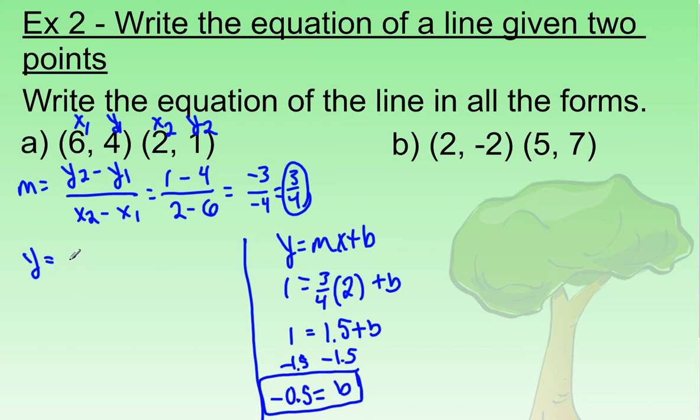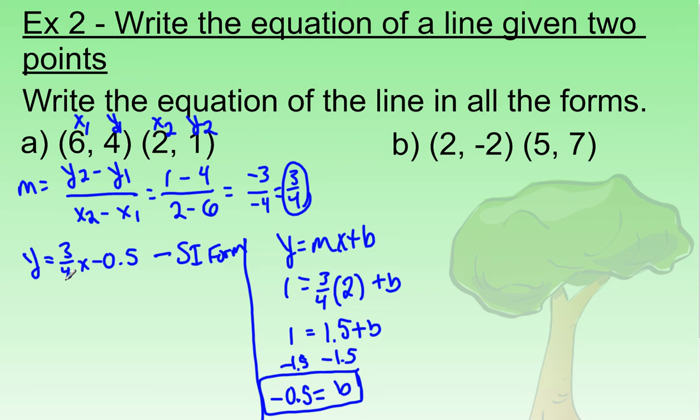y equals slope x, intercept. Done. That's slope-intercept form. So that slope right there is how slanty the line is. And the intercept is where the line crosses the y-axis.